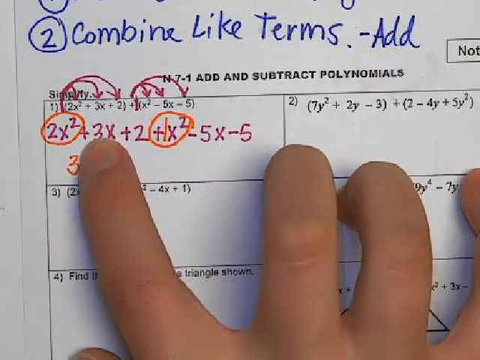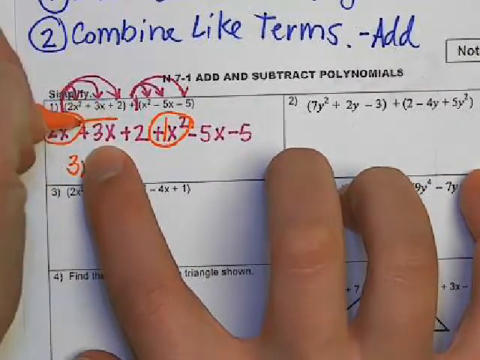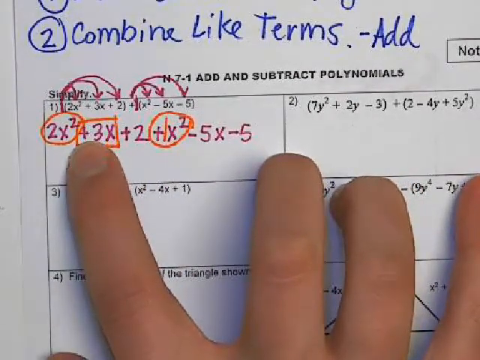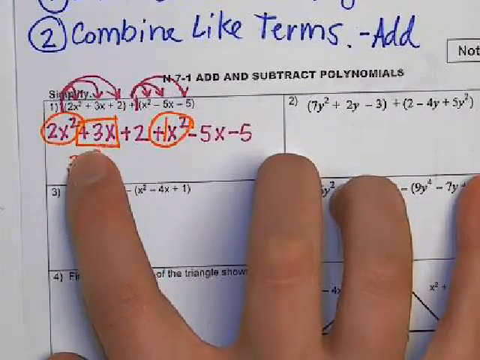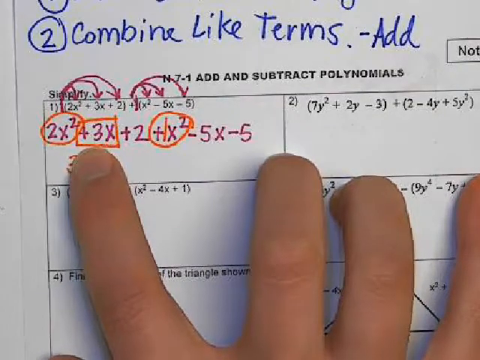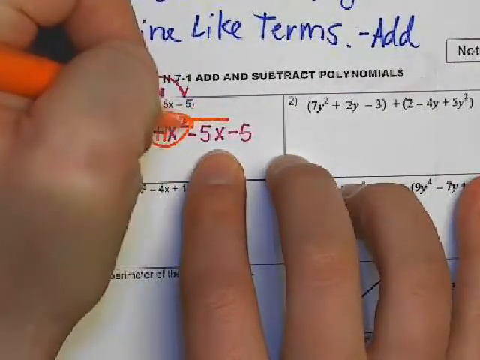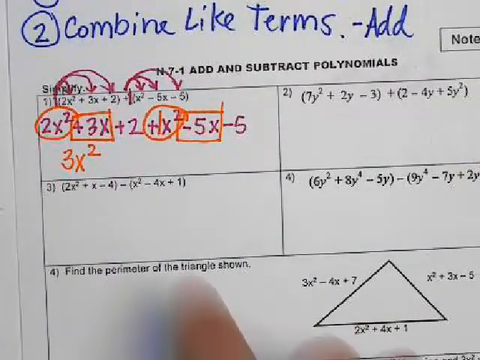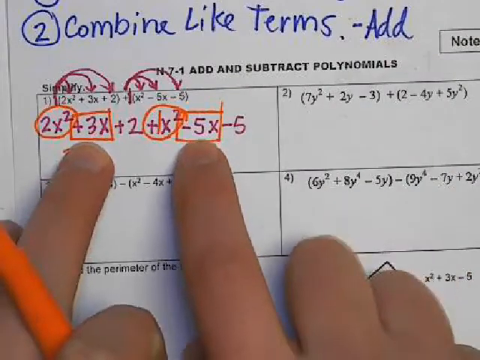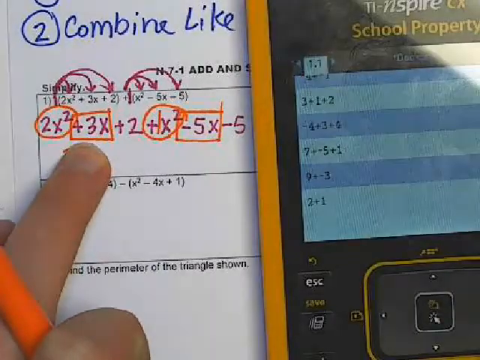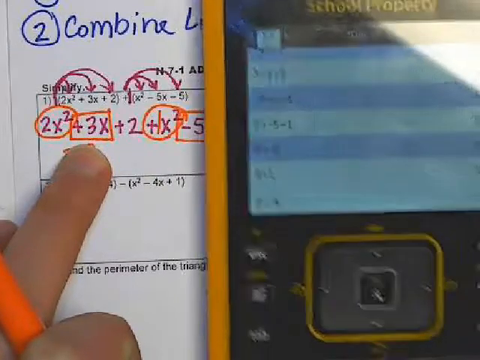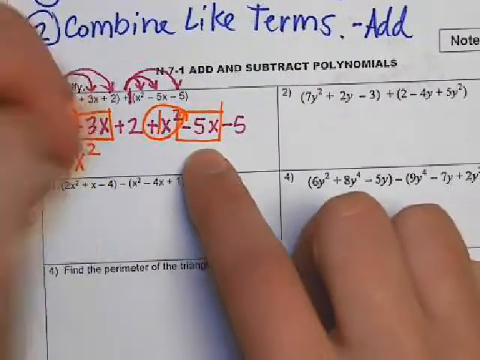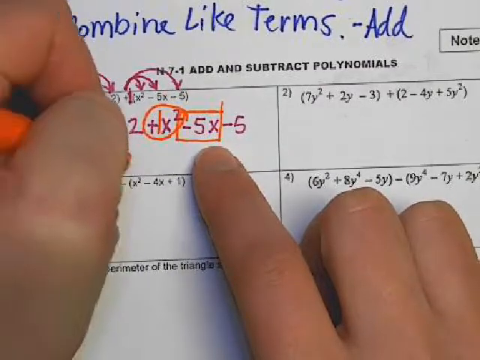Then I go to the next term, which is a positive 3x. Draw a box around this one and include that plus sign. What's like terms with positive 3x? Negative 5x. Put a box around it. What operation am I doing? Adding. So 3 plus negative 5 gives me negative 2. Now, this 3 and the 5 have a what?